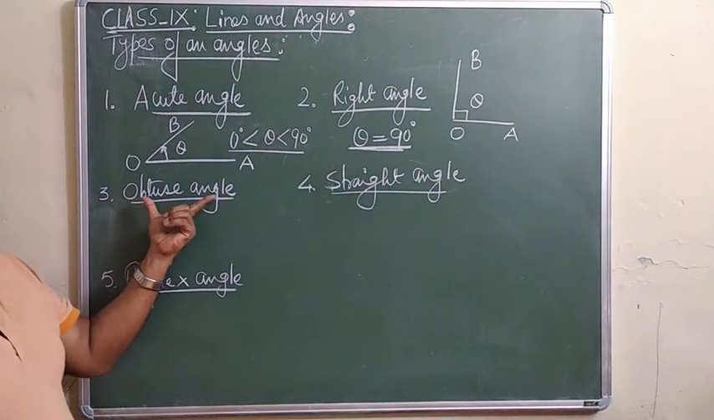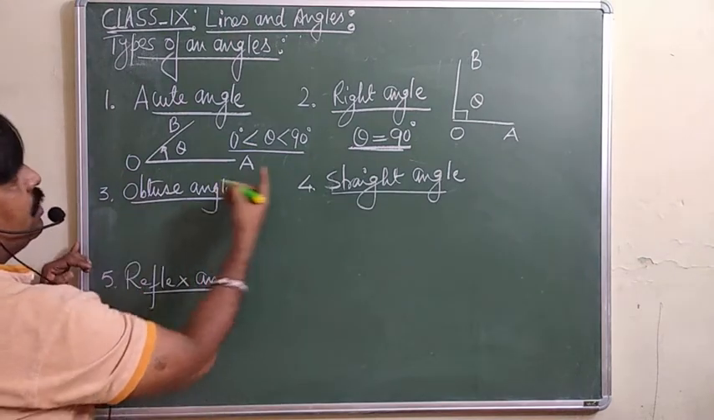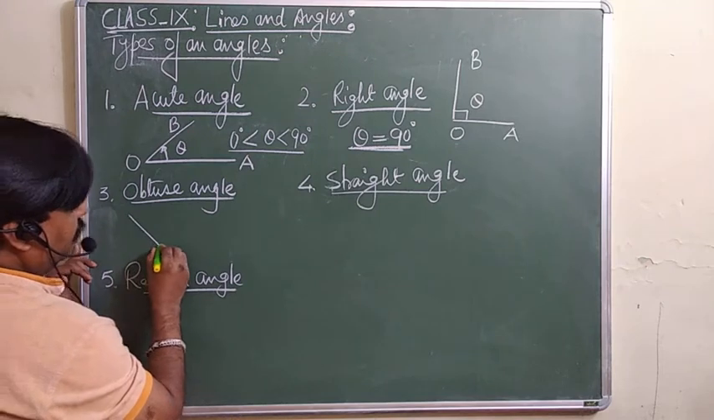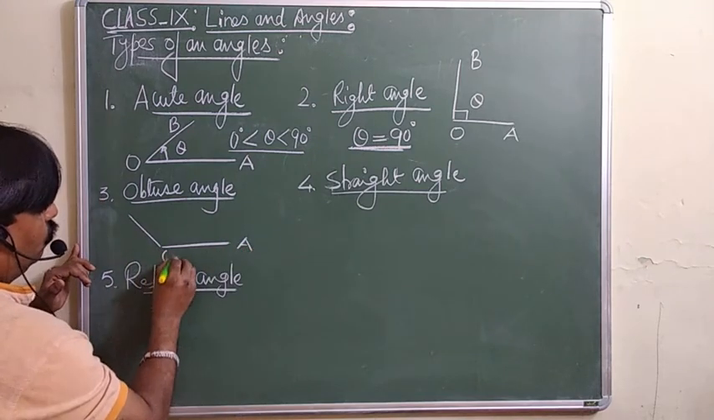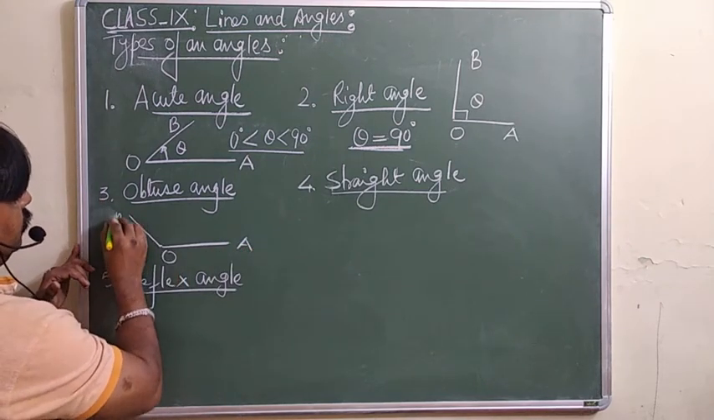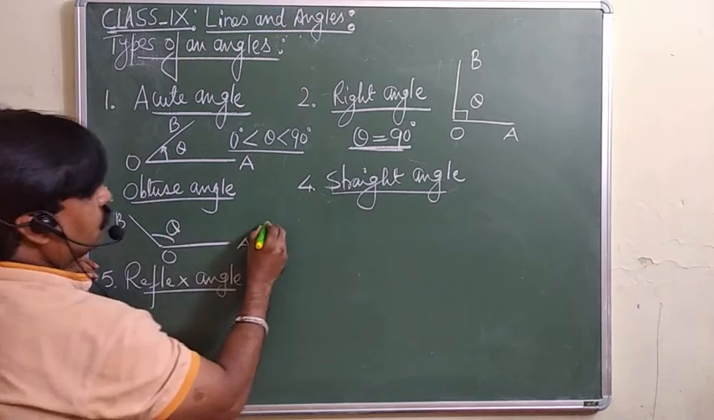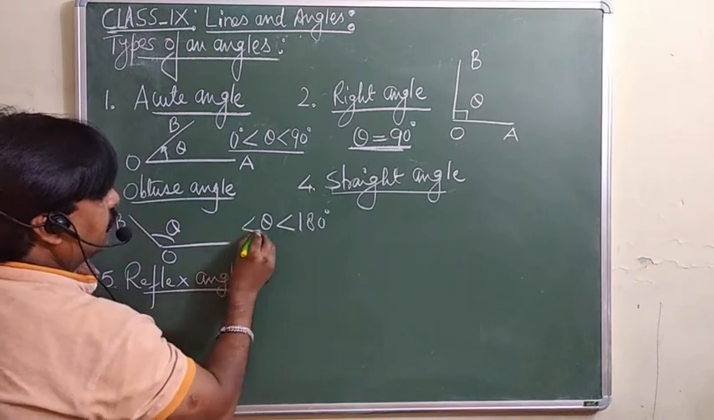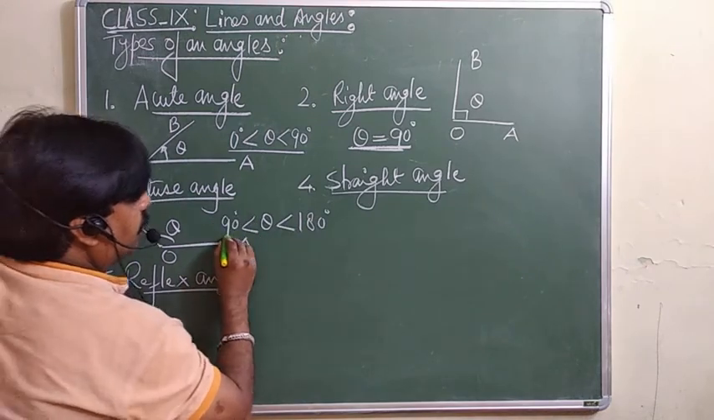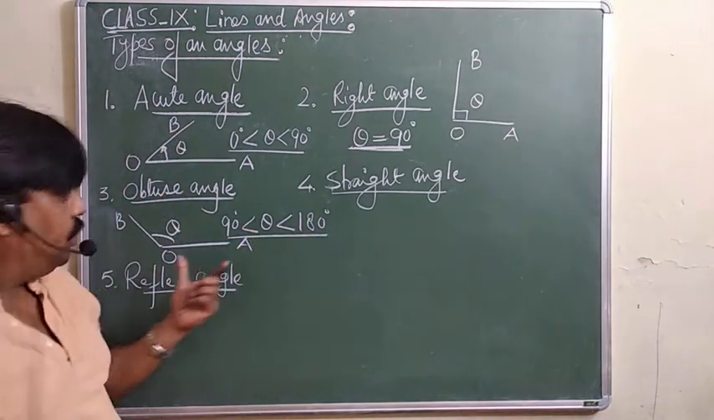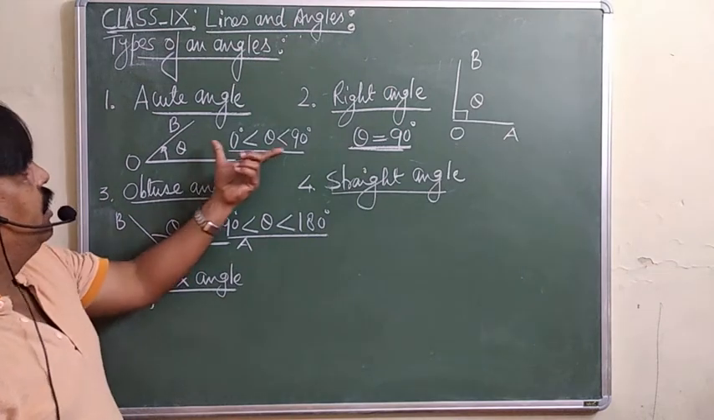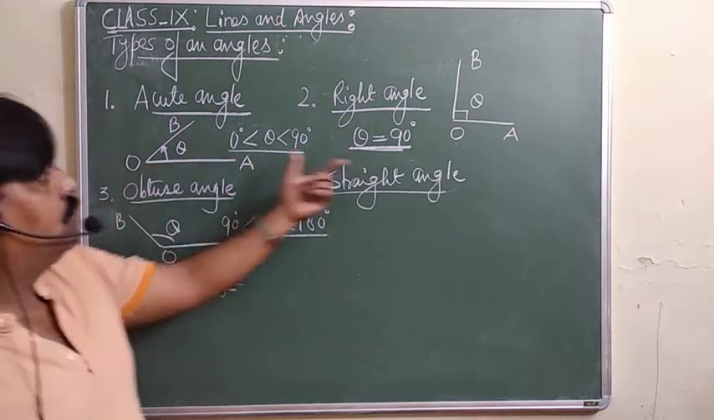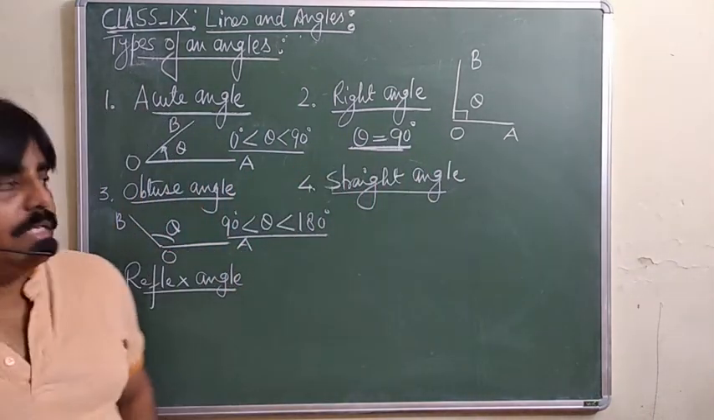Similarly, to become an obtuse angle, the angle should be more than 90 but less than 180. Like you can take this as AOB. This is your angle theta, and this theta is less than 180 but greater than 90. Greater than 90, less than 180, then you can say this is an obtuse angle. If the angle is less than 90 but greater than or equal to 0, this is acute. Equal to 90, that is a right angle.